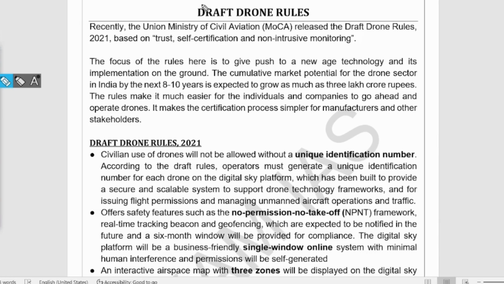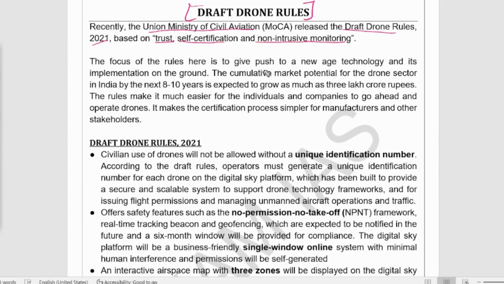Hello all. The topic under discussion today is the draft drone rules. Recently, the Union Ministry of Civil Aviation had released the Draft Drone Rules 2021 and has assured that the new rules would be based on trust, self-certification and non-intrusive monitoring.